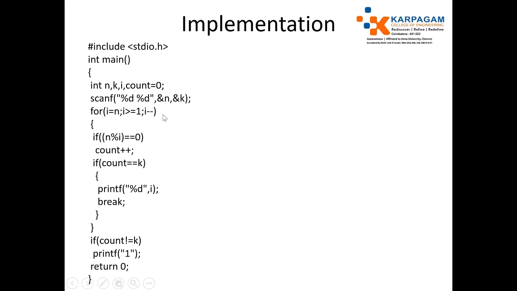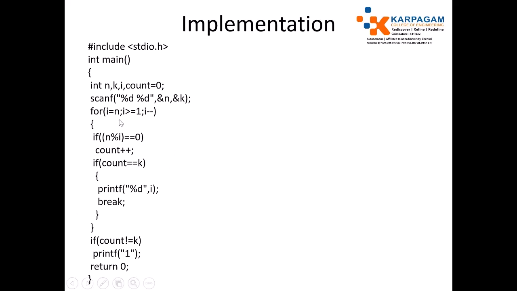For example, if you are supplying the value 12, just start from 12 only. 12 remainder 12 is equal to 0. Now the condition is true, so you increment the counter value by 1. So that is the first largest factor.